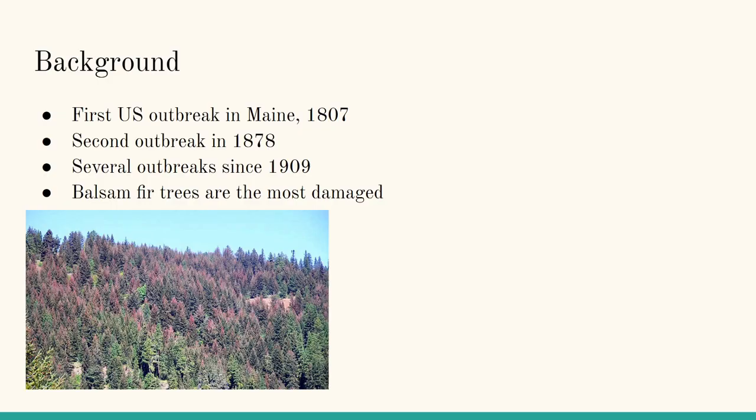So the first recorded U.S. outbreak was in Maine in 1807. Second outbreak in 1878. Now, there have been several recorded outbreaks since 1909, and balsam fir trees are not the only type of trees eaten, but they are eaten most often by the spruce budworm. As you can see in this picture, the leaves have been eaten off, leaving discolored trees with empty branches.